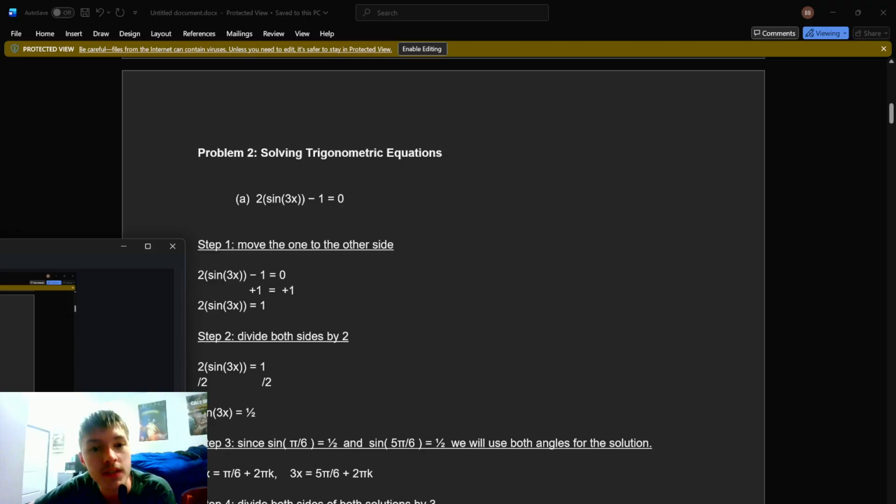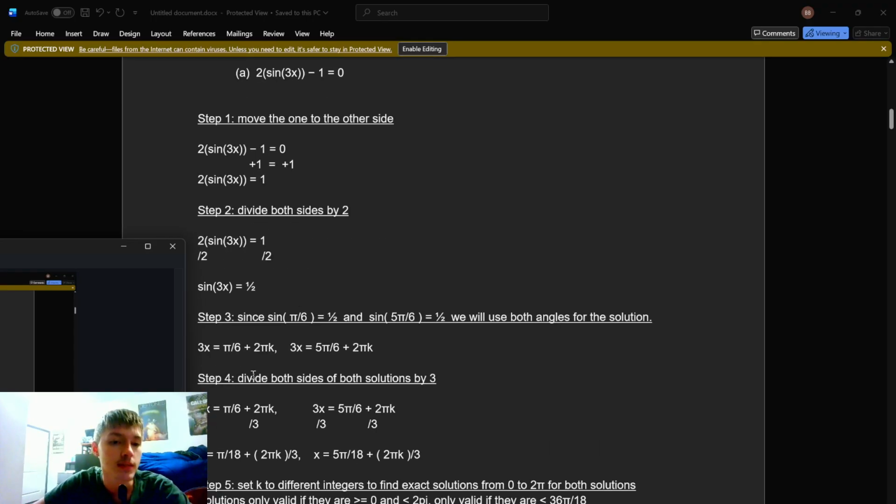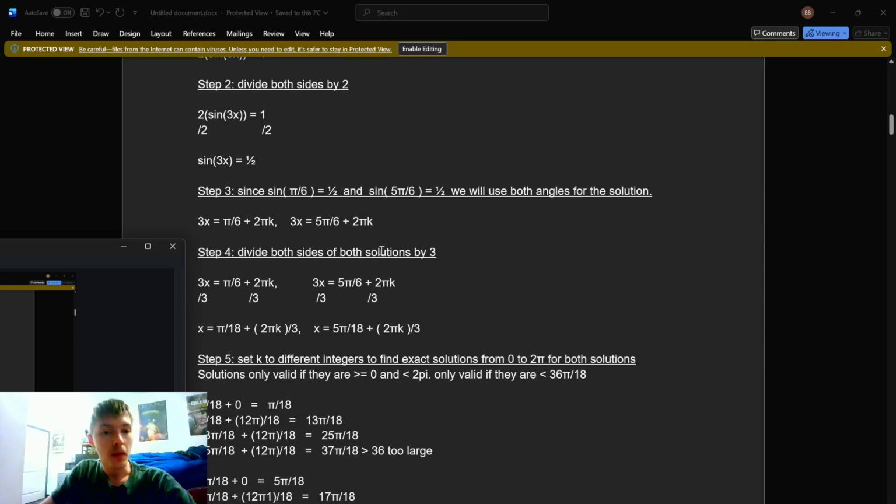Solve this trigonometric equation. First, you need to move the 1 to the other side, then divide both sides by 2. Since we have sine isolated and 1/2 on the other side, we can determine that the angle is either pi over 6 or 5 pi over 6.